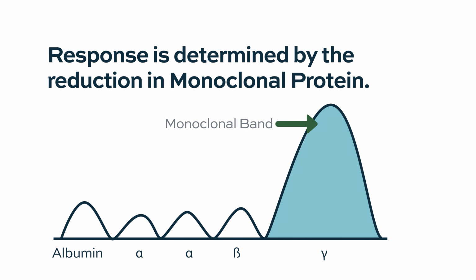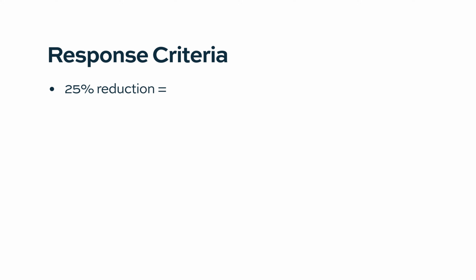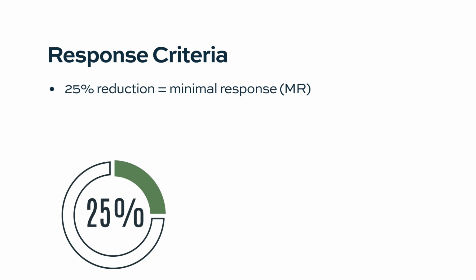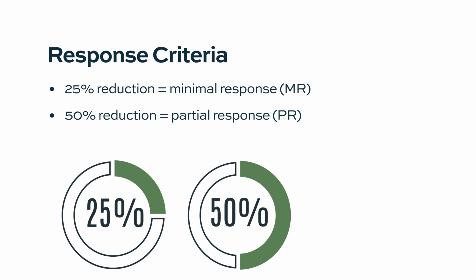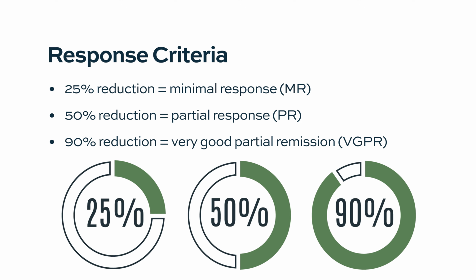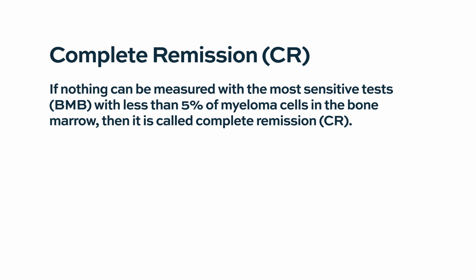Usually what we measure is the monoclonal protein in serum and in urine. When you have 25% reduction or more, then we call it at least a minimal response. In patients who have a 50% reduction, we call it a partial response. In patients who have a 90% reduction, and it's a bit more complex than that, but in general we can say it, 90% reduction is a so-called very good partial remission. And if we cannot measure anything anymore in blood and urine with the most sensitive techniques that we have, then we call it a complete remission.